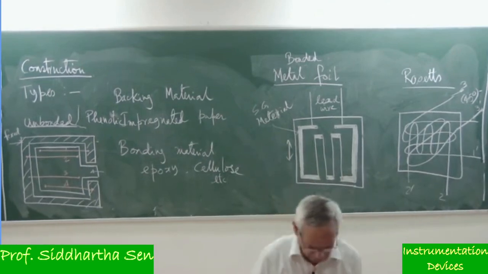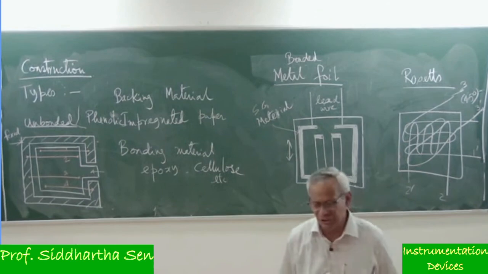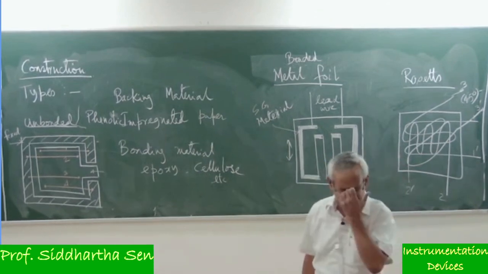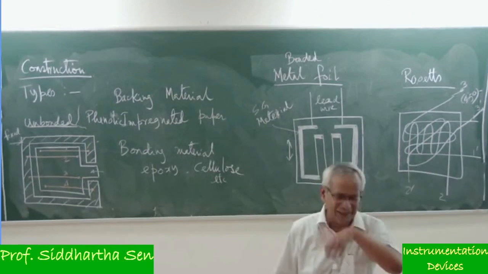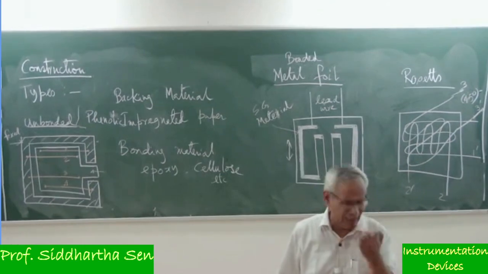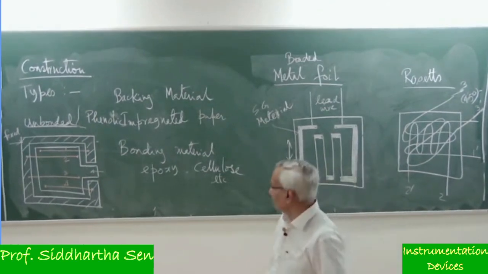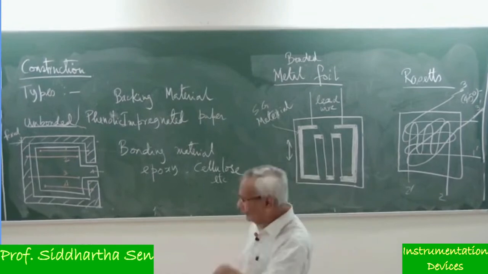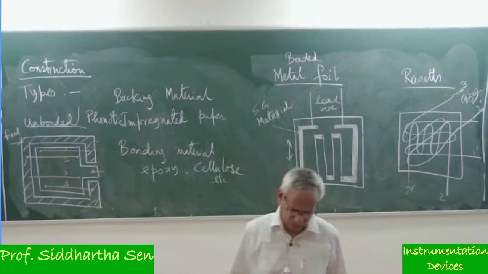So let us conclude. We have introduced the strain gauges and we have seen how the strain gauge works and what is the basic relationship. We have introduced the gauge factor, what are the materials we have, and how they are fabricated, and finally how they are connected and used. So with this, I conclude today's class.